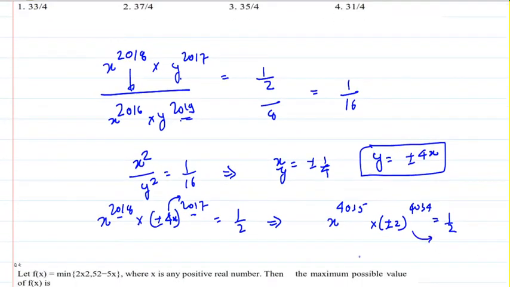If I cross multiply this, I will have x to the power 4035 is equal to 1 upon plus minus 2 to the power 4035. As the power is odd, I can simply cancel this out. So I will have x is equal to either plus or minus 1 by 2 and I will have y is equal to, if I put that value for y here, y is equal to 4 times of this, that is y is equal to plus minus 2.